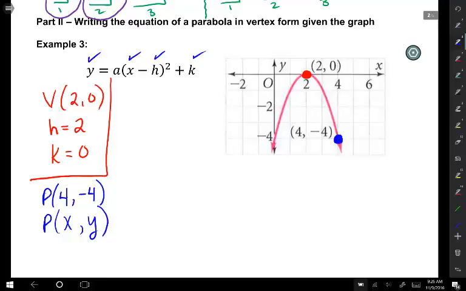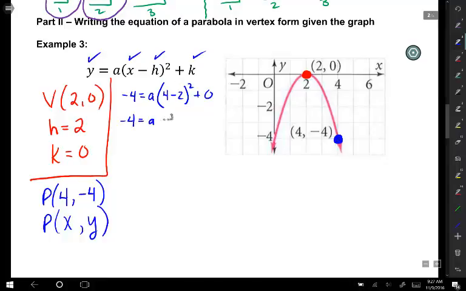So let's do that. What's the value of y? -4 equals a, parentheses, what's the value of x? 4 minus, what's the value of h? 2 squared plus k, what's the value of k? 0. Okay, well we can do this. -4 equals a times 2 squared. -4 equals a times 4. I get a equals -1. Do we agree? Now let's see if that makes sense. -1 is the parabola going down.